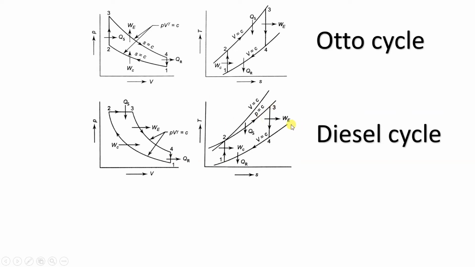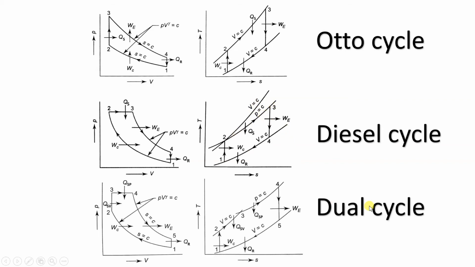Now here also you can see I have drawn the TS diagram, and you have to remember that since 2 to 3 is constant pressure, if I am drawing two curves over here, one is constant pressure and one is constant volume. The constant volume curve is steeper as compared to constant pressure. So you should remember this.